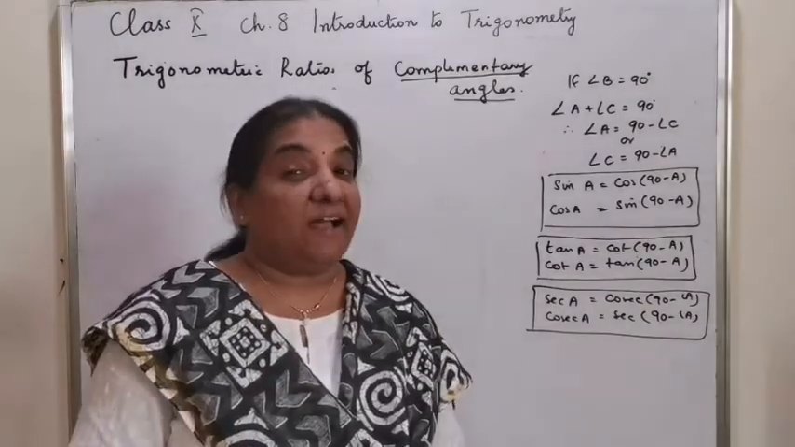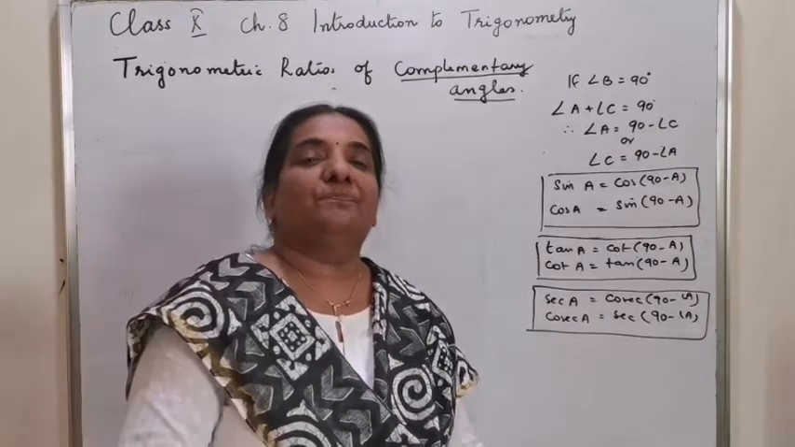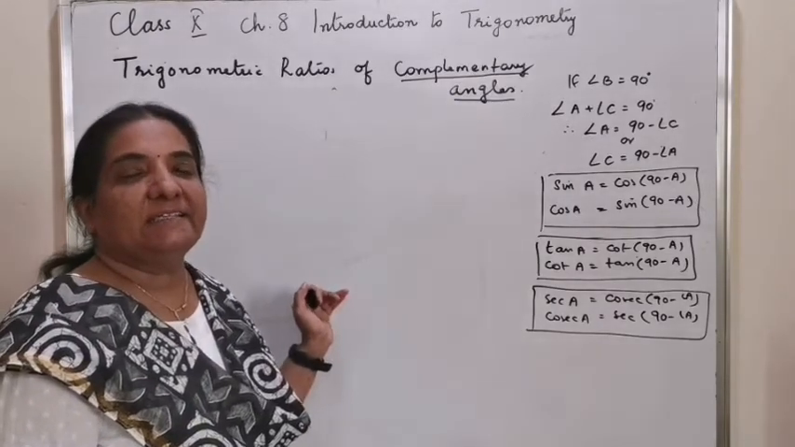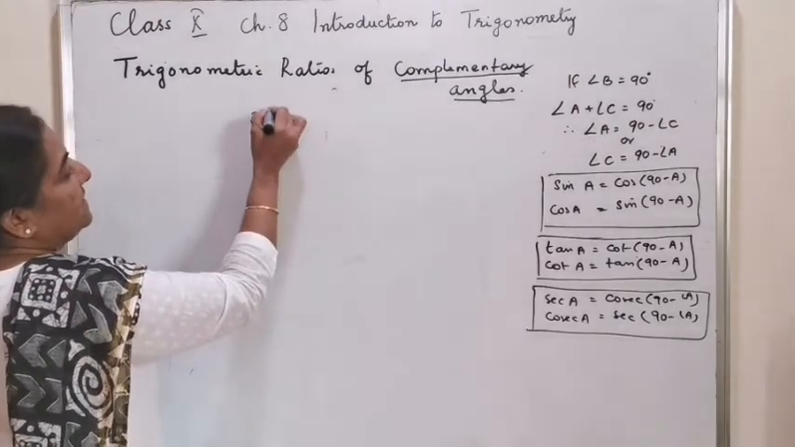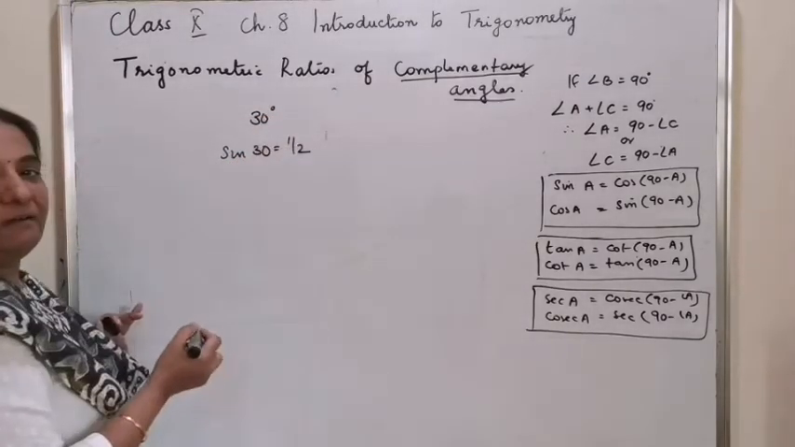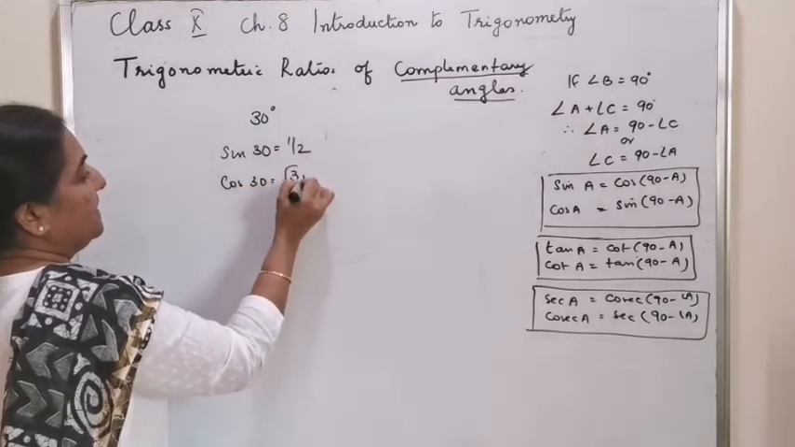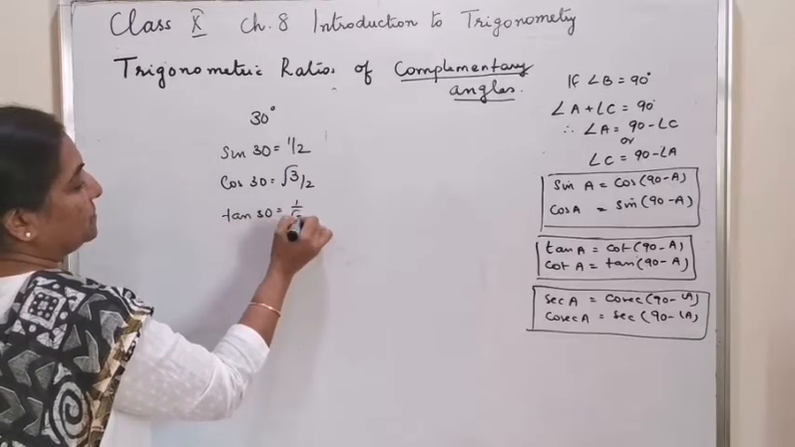Let's make the idea clear by taking the values of sine 30 degree, cos 30 degree, tan 30 degree and so on. Let's rewrite the table as sine 30 value is half, cos 30 is root 3 by 2, tan 30 is 1 by root 3.